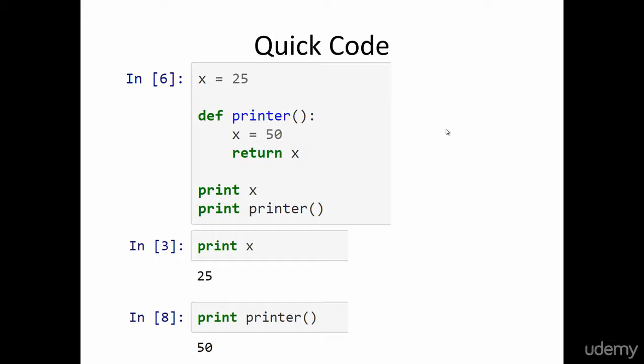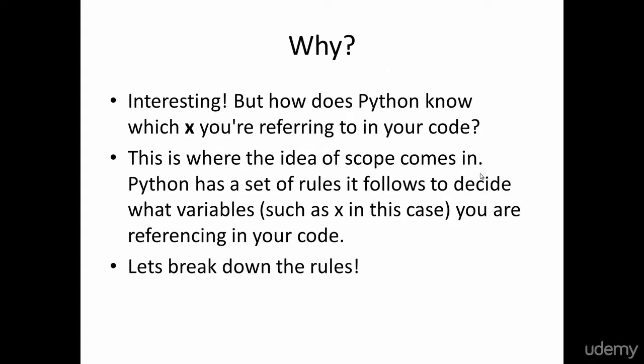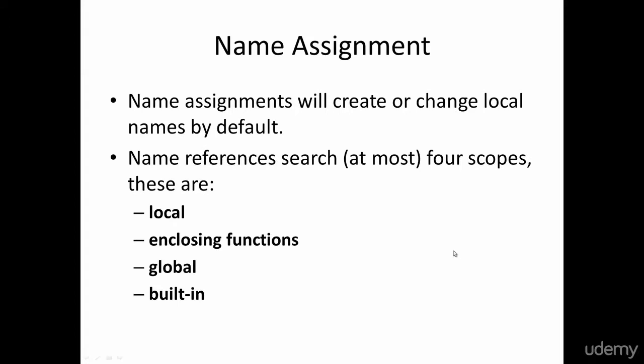So what we really want to figure out is, how does Python know what x to refer to in your code? And this is where scope comes in. Python has a set of rules it follows to decide what variables, in this case x, you're referencing in your code. And what we're going to do is break down some of those rules. Let's break it down through name assignment. Name assignments will create or change local names by default. And name references search at most only 4 scopes. The 4 scopes are local, enclosing functions, global, and built-in.